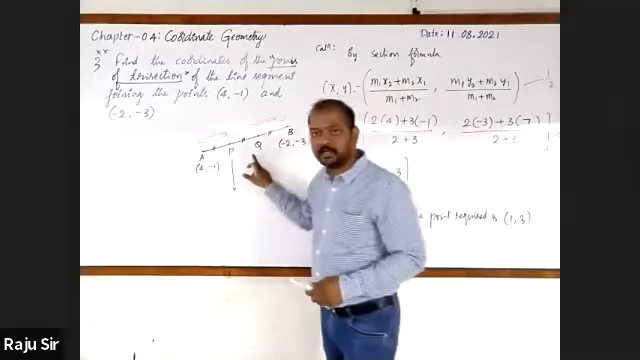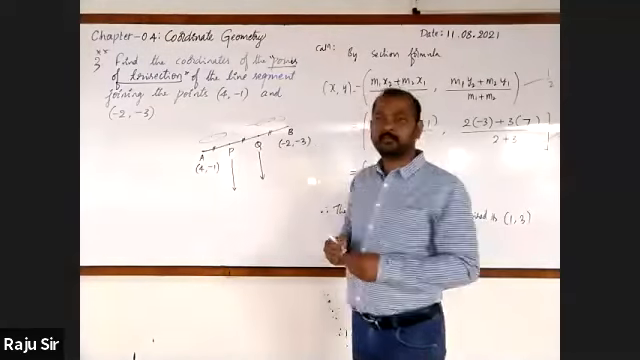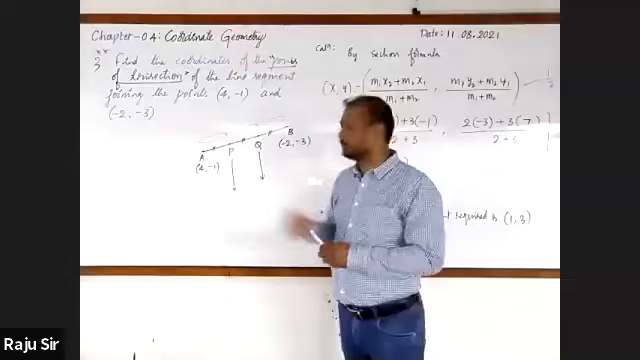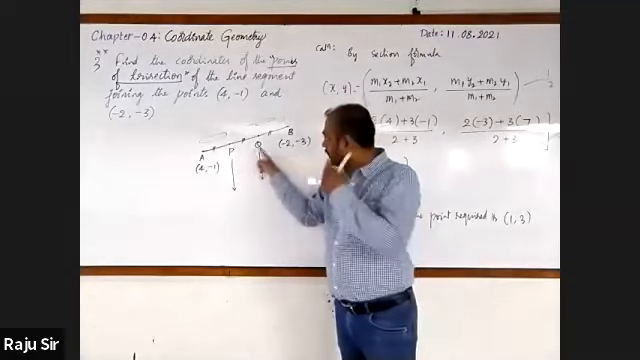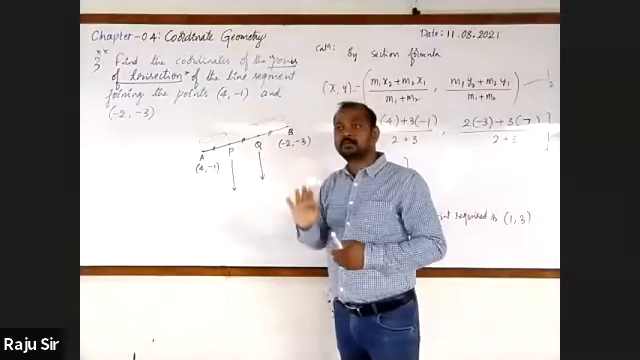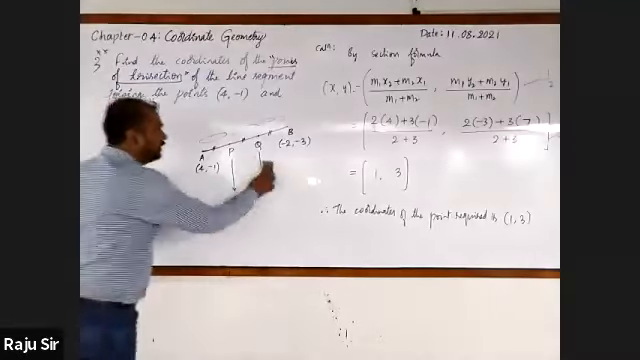Next, similarly, how do you find out the coordinates of Q? The ratio is 2:1, taking AQ and QB. Or else, after finding P, you will get the coordinates, and Q will be the midpoint of P and B. So you can use midpoint formula to find out the coordinates of Q, or section formula can also be used. Did you all understand? Any doubt? Yes, sir. Please start writing with me.